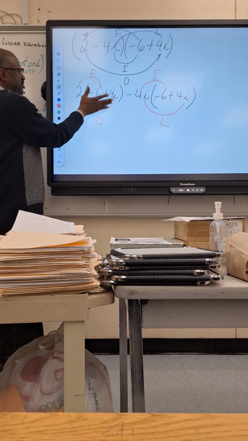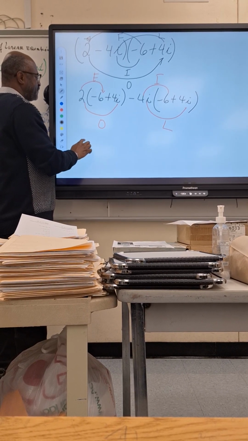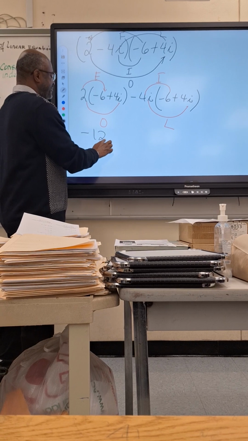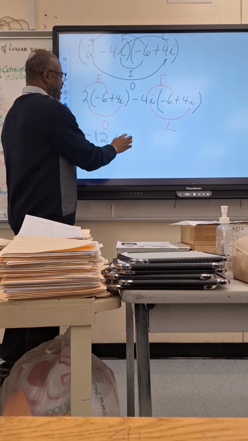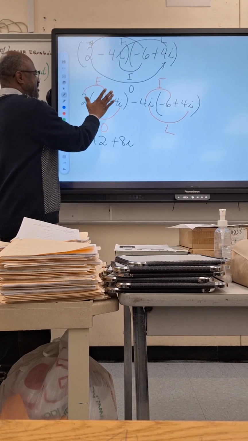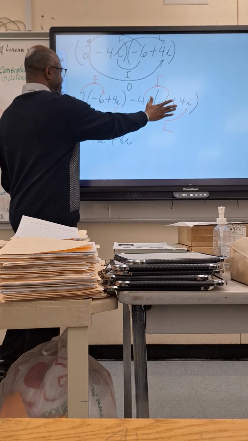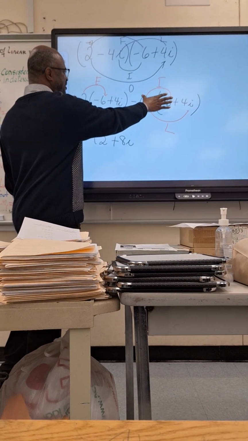So now you go to distributive property. What do you end up with? -12 plus 8i. Great. So we're done with that first distributive property. That's your first and your outer. Then you go to the second distributive property, which is your inner and your last.